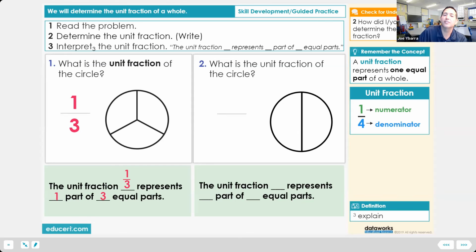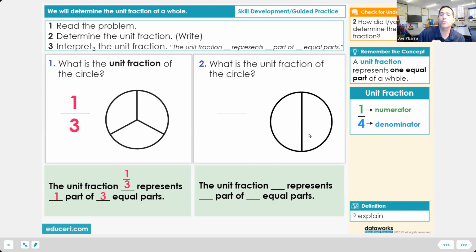Now it's your turn. Let's all do this together. What is the unit fraction of the circle? With your partners on your whiteboard, I want you to write the denominator. How many parts does this circle have? Show me with your whiteboards. Beautiful. Why did you put 2 for your denominator? We counted 2 equal parts. Beautiful. You have 2 equal parts.